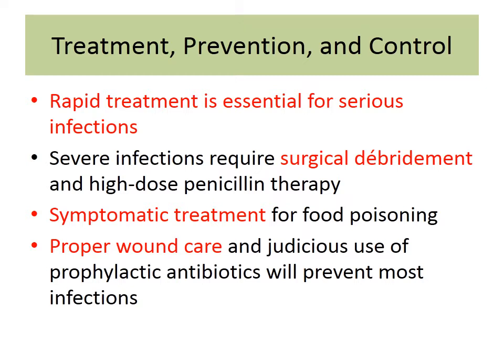How do you treat, prevent, and control? Of course, you can see rapid treatment is required. If you have a wound, you need to have a surgical debridement. This is cutting and removing that tissue. That's what they call surgical debridement. And you have to give a high dose of penicillin, IV, very high dose. And then again, you have to give symptomatic treatment of food poisoning. As I said earlier, proper wound care remains the gold standard for Clostridium perfringens infections.